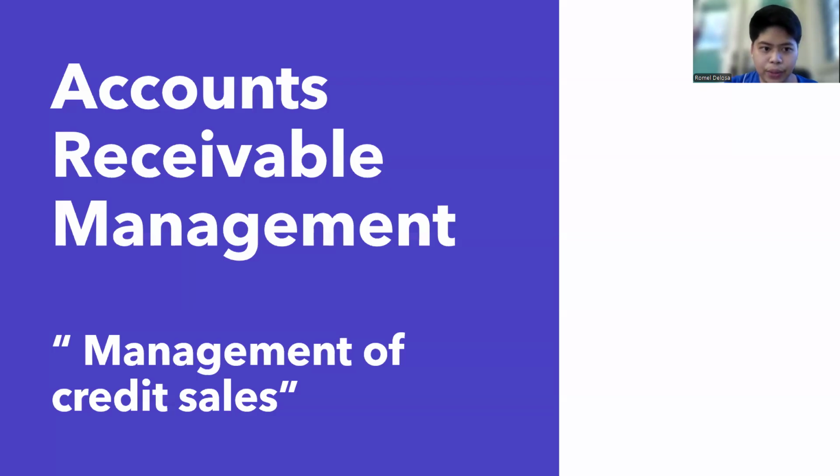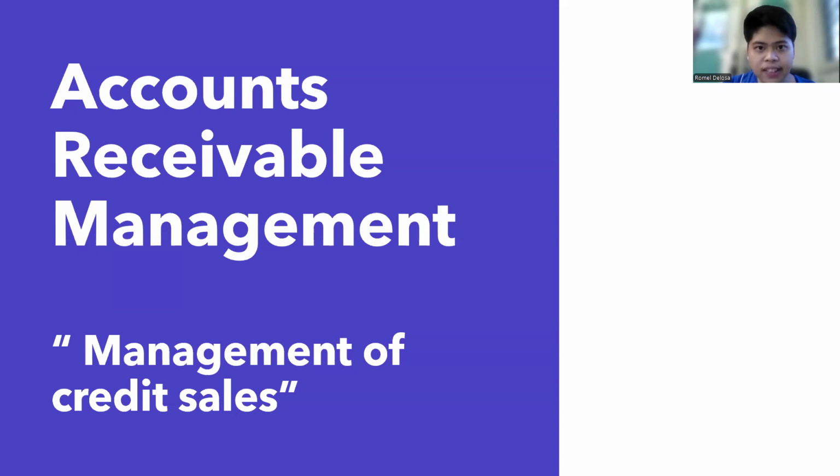Okay, so hi guys. So we will discuss accounts receivable management. Accounts receivable management is the management of credit sales. So etong topic na to, this only applies to sales on account. Kasi if we're talking about cash sales, this will not be a concern kasi yung cash, makokolekta mo agad.